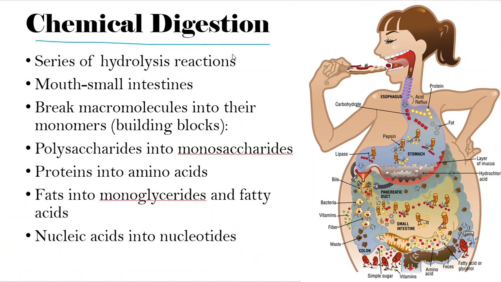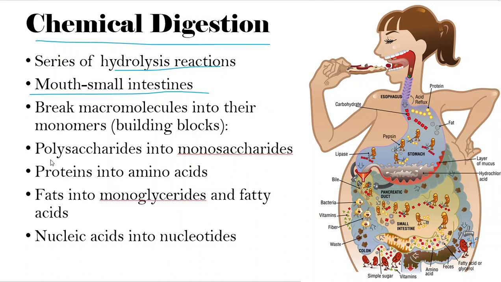Chemical digestion, we talked about hydrolysis. This occurs from the mouth through the small bowel. There's not really any chemical digestion after we get into the colon. We're going to take these big molecules of carbohydrates, proteins, and lipids, fats, and break them up into their building blocks.